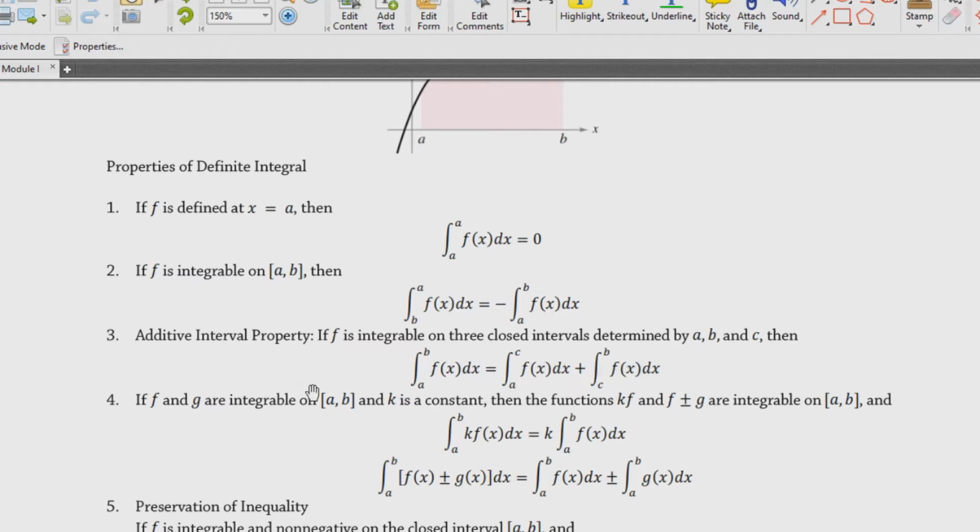Now, if your f and g are integrable on a to b and k is a constant, then the functions kf and f plus minus g are integrable on a, b. So, therefore, we can say that you can just factor out your k and then multiply it to the integral of your f of x dx from a to b.